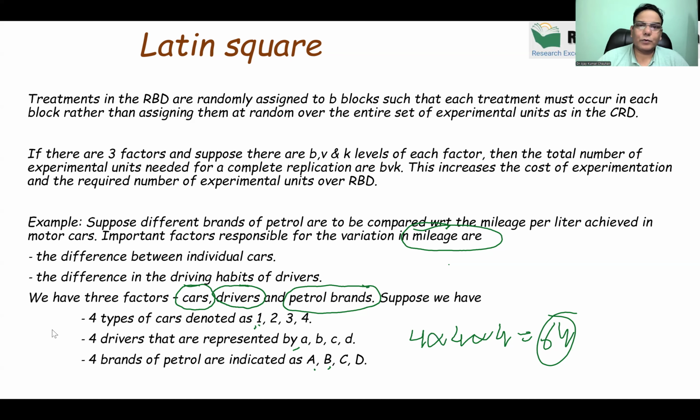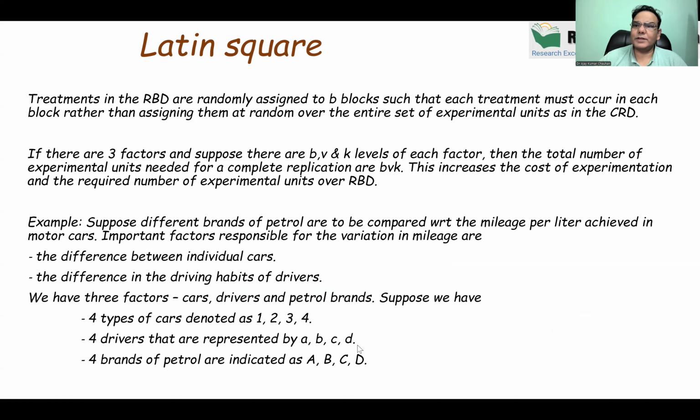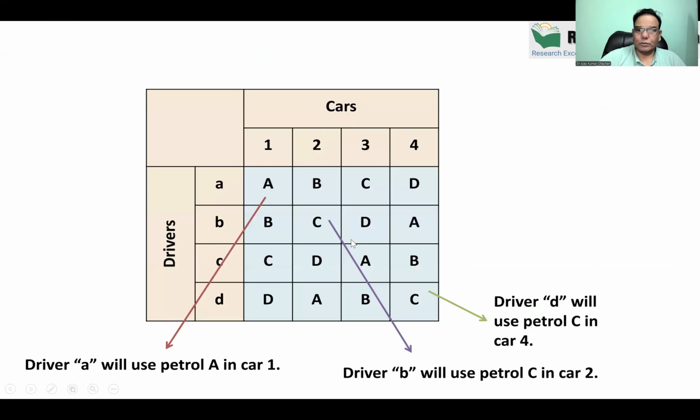So in Latin square design, the compulsory input is the three factors which can impact the output, and we have to make a design like this. Okay, so I'm showing you the Latin square design. In Latin square design, there are three factors. The first factor is car, like first car, second car, third car. These are the types of car. These are the types of drivers, A, B, C, D, and they are using the petrol A, B, C, D. So these are the possibilities.